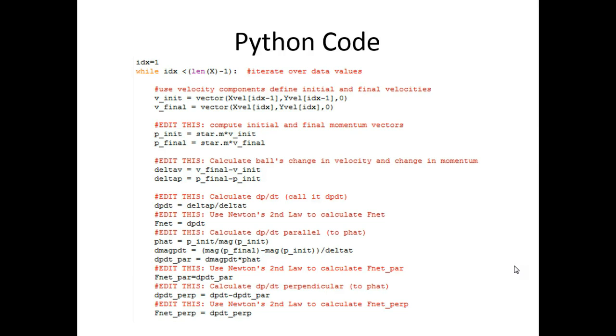And then we're going to say p hat is equal to p initial over the magnitude of p initial. So then we can find d magnitude of p/dt is magnitude of p final minus magnitude of p initial over delta t. And then dp/dt parallel is equal to d magnitude p/dt times p hat. Then we can say F net parallel is equal to dp/dt parallel. dp/dt perpendicular is equal to dp/dt minus dp/dt parallel, since dp/dt is equal to dp/dt perpendicular plus dp/dt parallel, and say F net perpendicular is equal to dp/dt perpendicular.